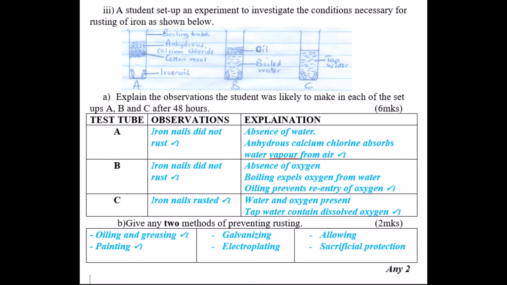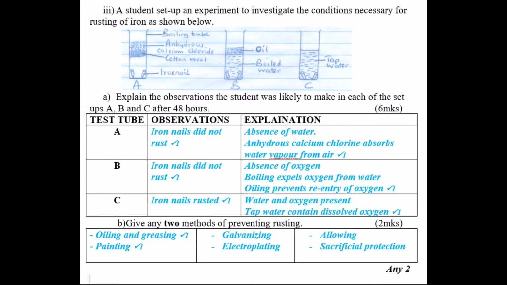The reason being, the anhydrous calcium chloride is deliquescent. It has a good ability to absorb moisture. So inside test tube A, there is no moisture. So one condition for rusting is absent, and therefore it will not rust. That's the explanation. B, the boiled water has no oxygen. So the observation in this case, there will be no rusting. The reason being, absence of oxygen, because by boiling the water you expel oxygen.